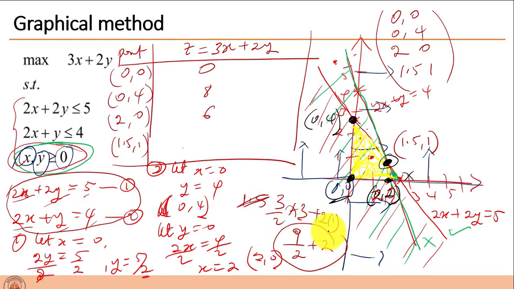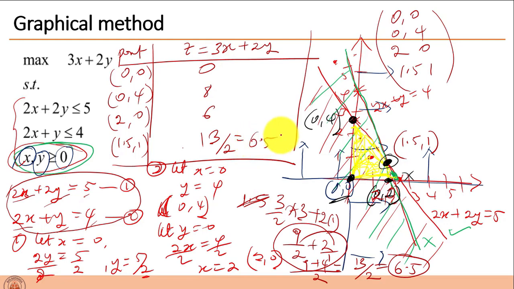Find your LCM here. So we have 9 plus 4, which will give us 13 over 2. So that will give us approximately 6.5.